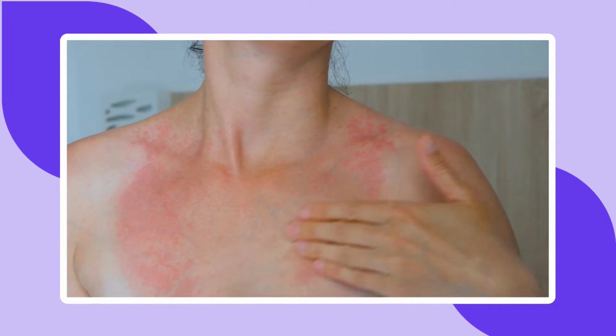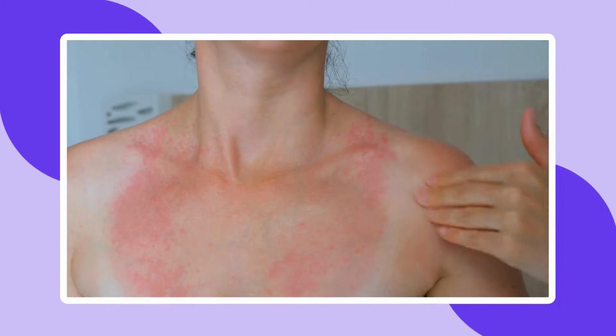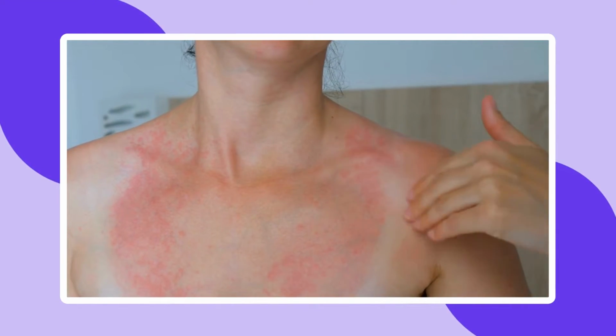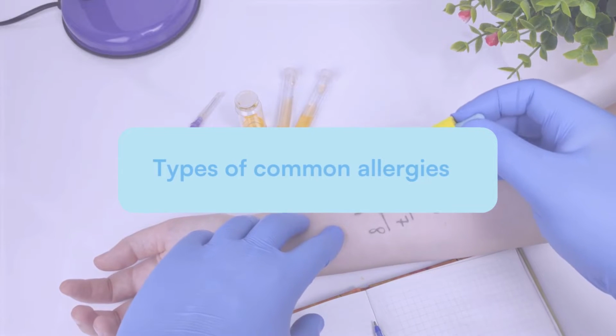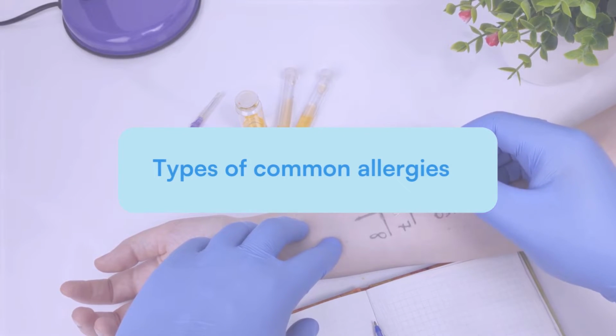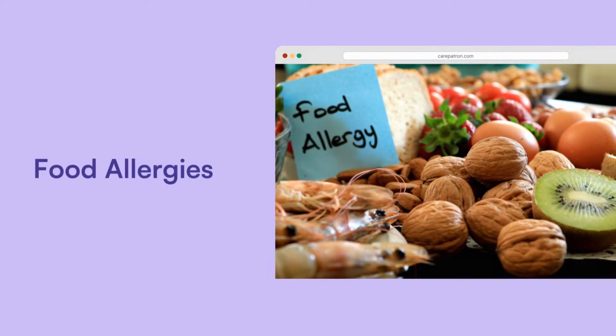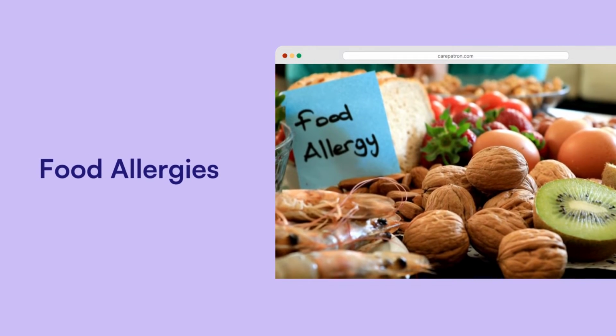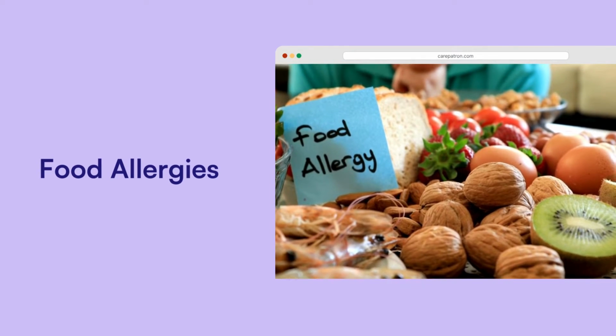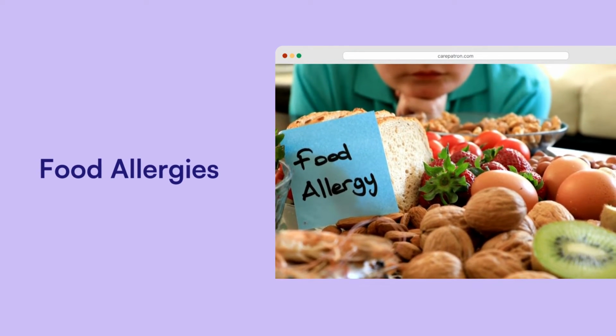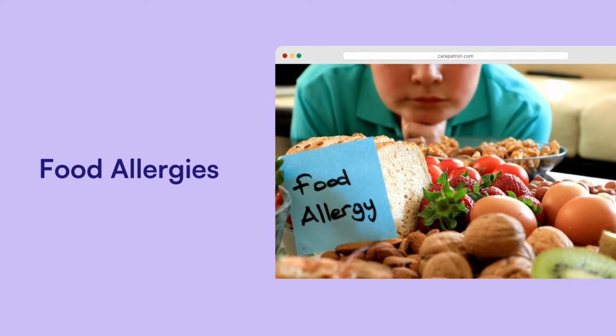Given that people's immune systems differ, the number of allergies one may have can vary. Take note that even the level of severe allergic reaction differs. Here's an overview of the common types of allergies. Food allergies. Common food allergens include peanuts, tree nuts, milk, eggs, fish, shellfish, soy, and wheat. Symptoms can range from mild to severe.